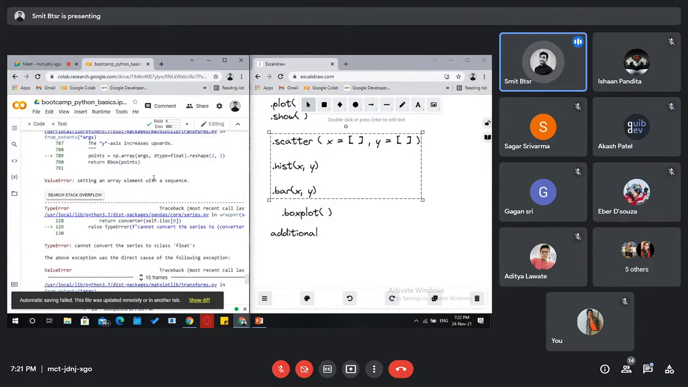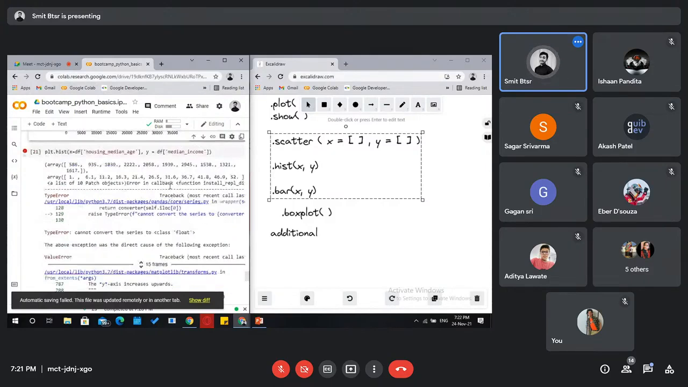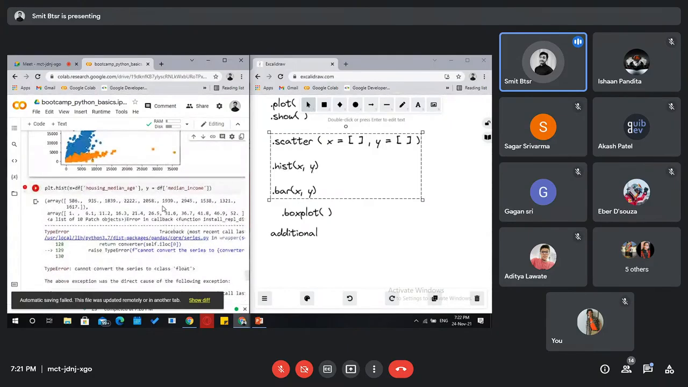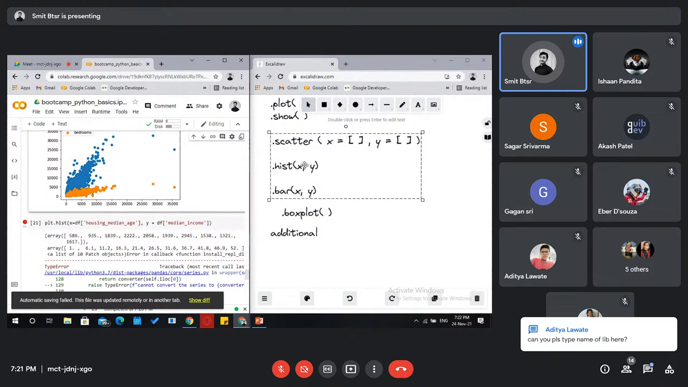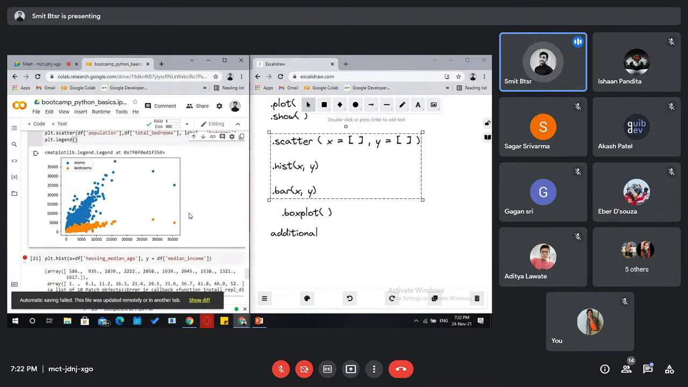Is there any doubt till here? The histogram graph, I will check it once again to see what is causing the problem, and we will cover it tomorrow, before starting any new topic. So is there any doubt till here, about what I have taught till now?